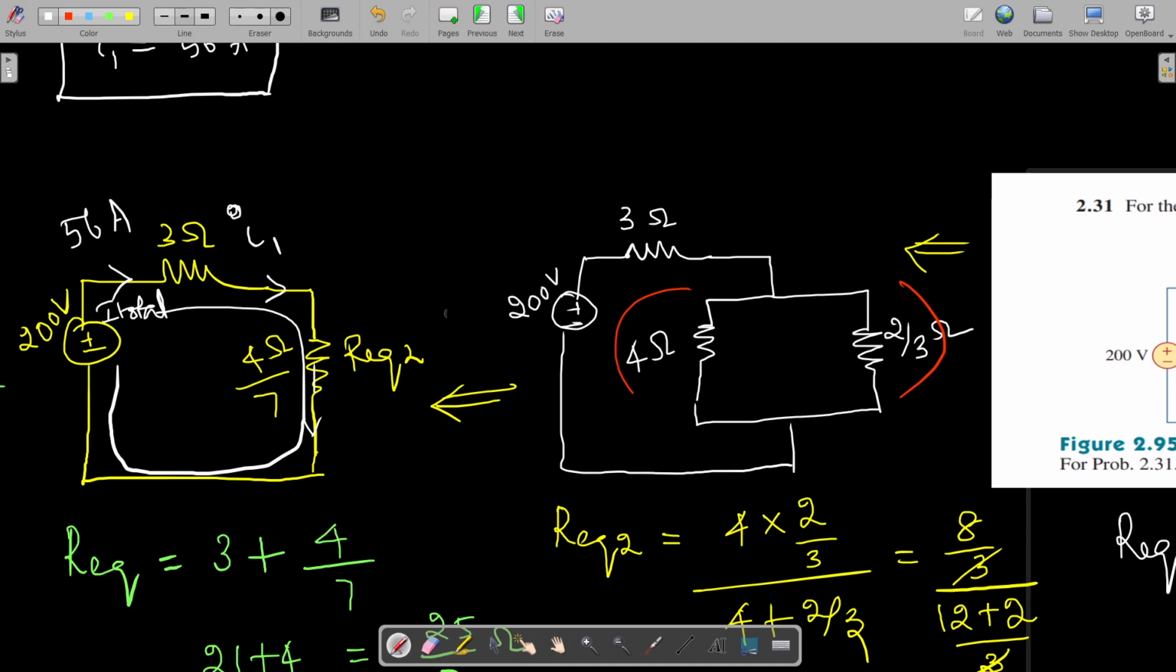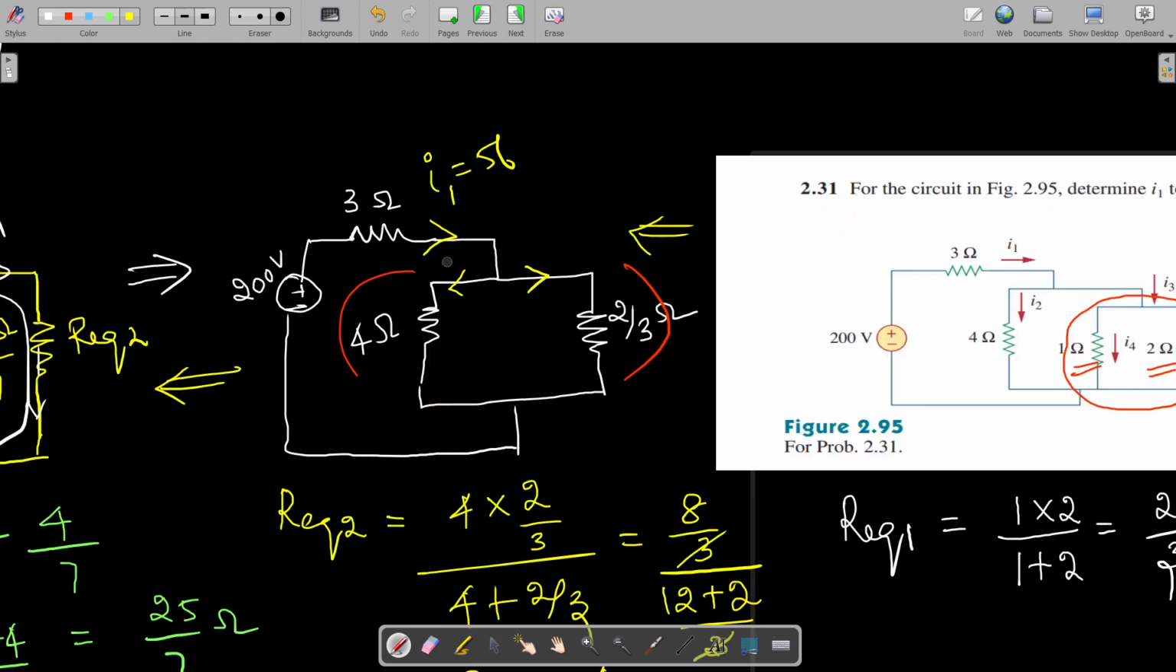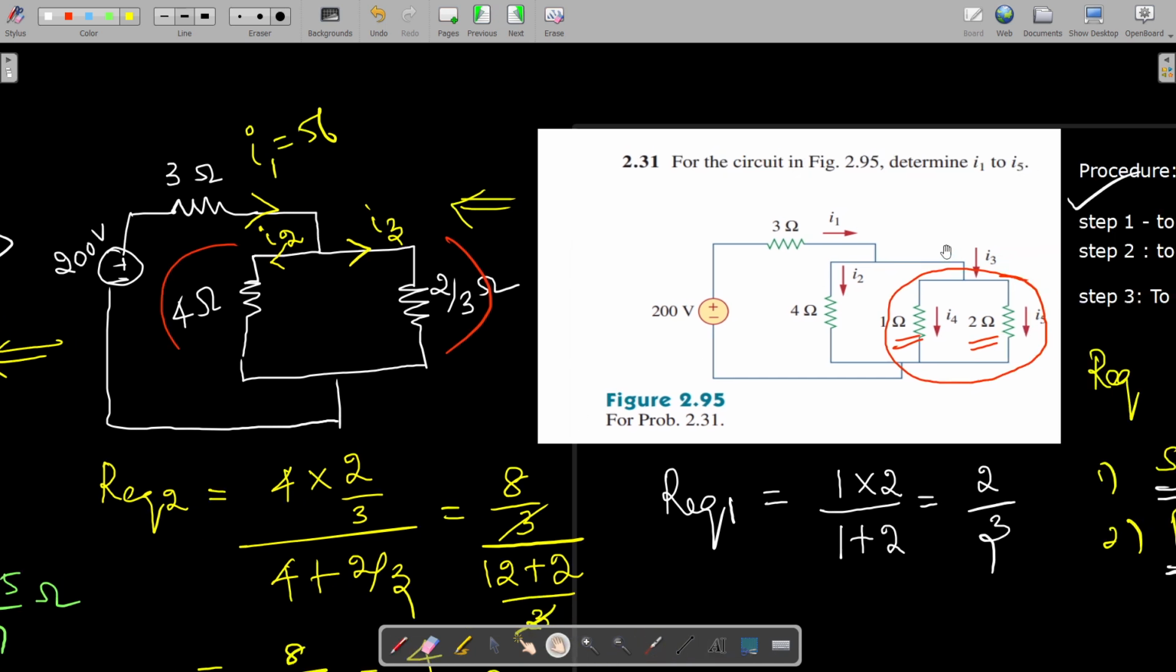Now we move on to this again. So this is your I total or I1 is equal to 56. That will be divided into two currents like this. This current is named as I2 and this current is named as I3 in our problem. You can refer this. This is I2 which is flowing through this 4 ohm resistance and the remaining branch current, that is I3. So for this, how to find out this I2 and I3?